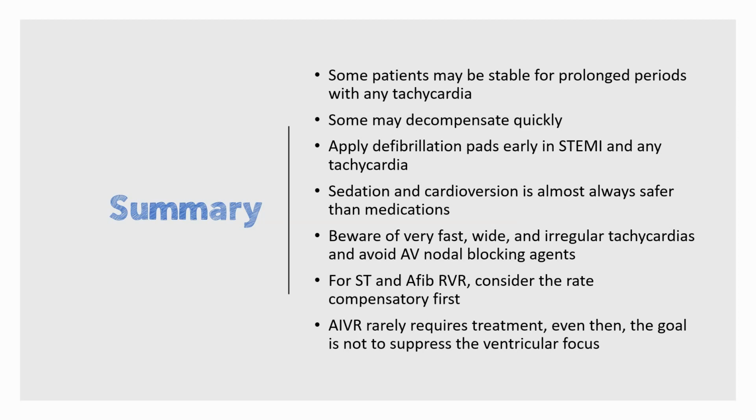All right. So beware of very fast, wide, and irregular tachycardias, because you should avoid AV nodal blocking agents. Remember, fast, wide, and irregular, avoid AV nodal blocking agents. For sinus tach, AFib, RVR, consider the rate being compensatory first. If the patient has a possible underlying illness that is causing them to compensate, then think of it primarily as a compensatory rhythm as opposed to a rhythm problem that caused their symptoms. And again, AIVR rarely requires treatment.